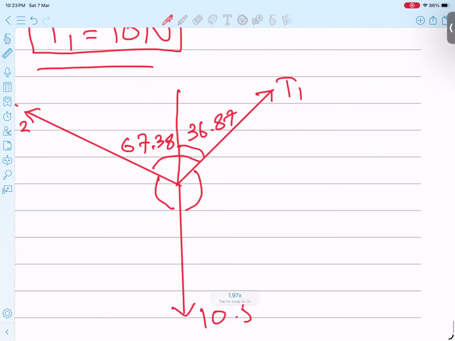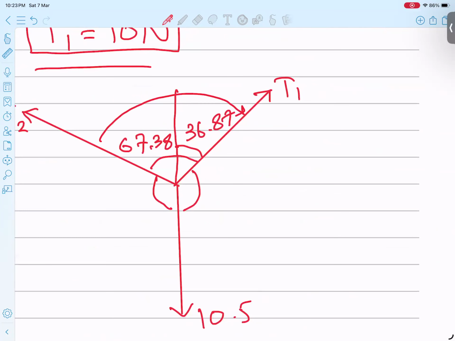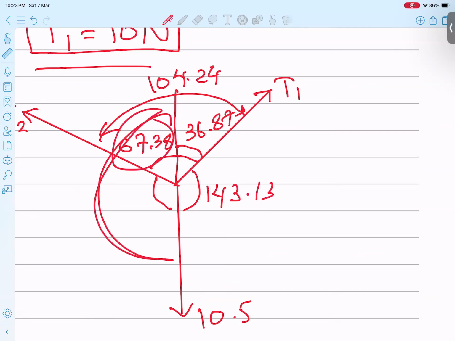Now, students, if I add these two angles, 67.38 plus 36.87, I get this angle, 104.24. And from this, 180 degrees, subtract this one. So 180 minus 36.87, and I get this angle 143.13. And 180 minus 67.38, and I got 112.62.